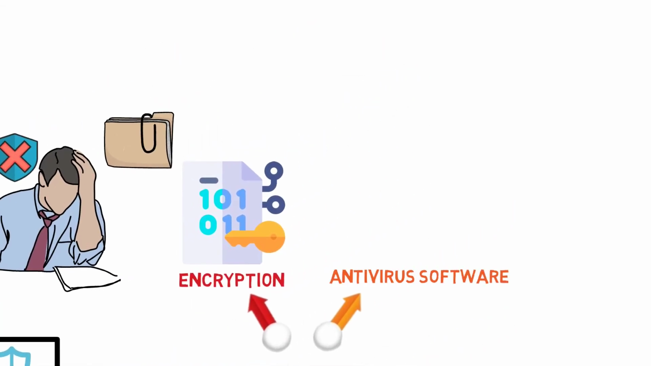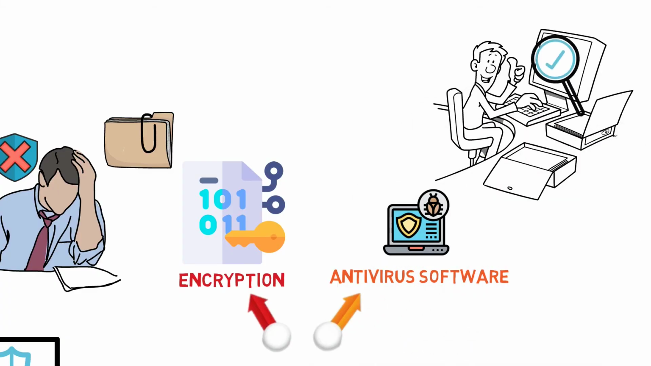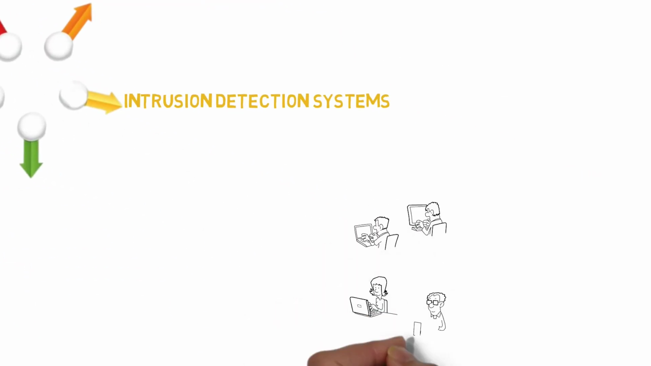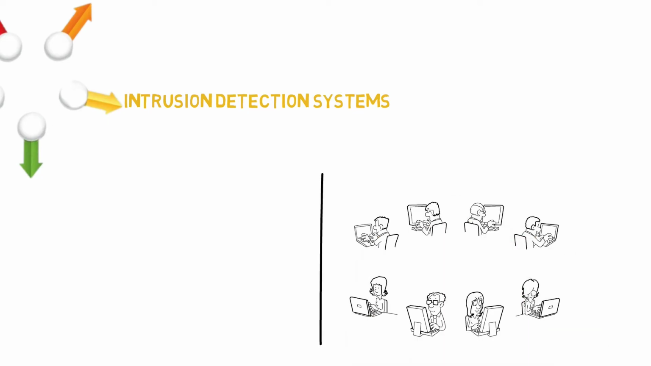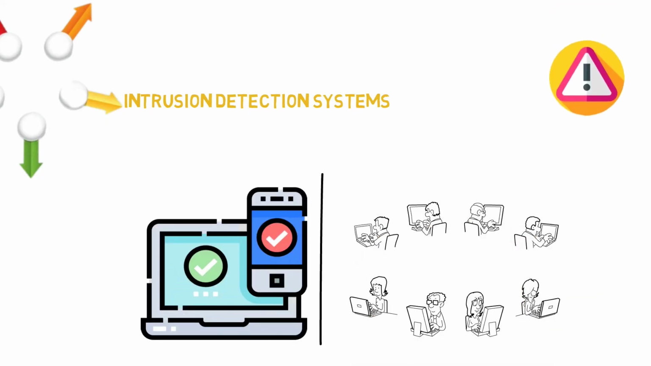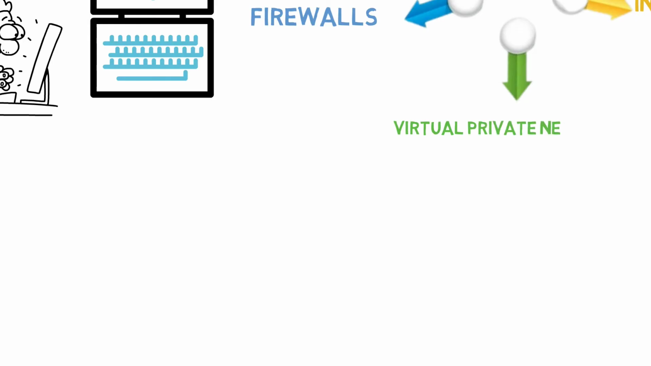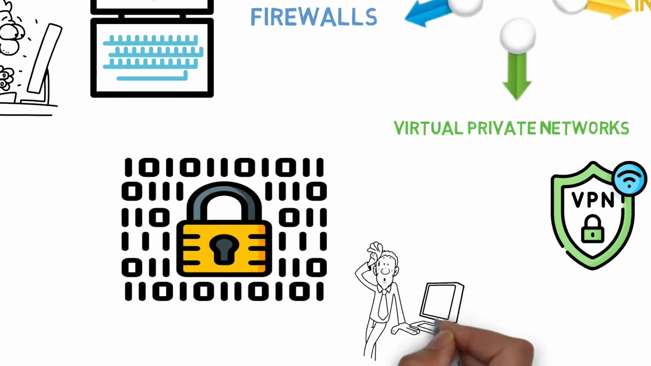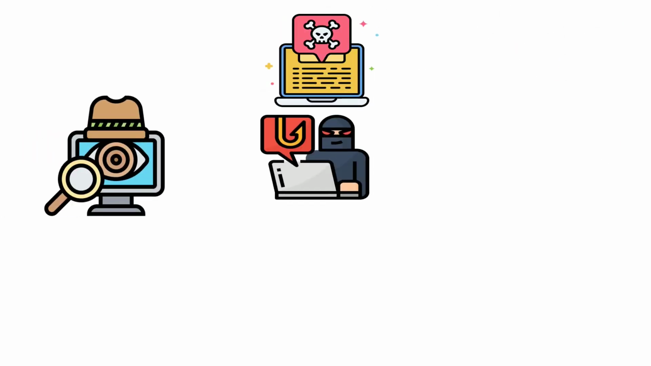Antivirus software is used to detect and remove malware from a business's systems. Intrusion detection systems are used to monitor a business's network for signs of unauthorized access or other security threats. Virtual private networks, VPNs, are used to encrypt and secure data transmitted over the Internet. Security threats include spyware, phishing scams, and pharming scams.